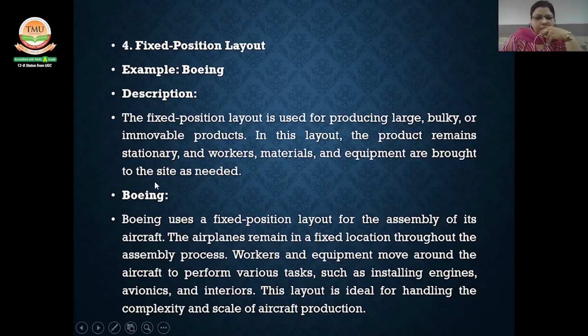We can take the example of Boeing. Boeing uses a fixed position layout for the assembly of its aircraft. The aeroplanes remain in a fixed position throughout the assembly process. Because it is a very large product, we cannot move it from one place to another. You have to go to the place where the product is located, and you can add to it or fix problems there. You can customize it at that place also. For installing the engine, or the different seats, or whatever is required, you have to reach that place only.